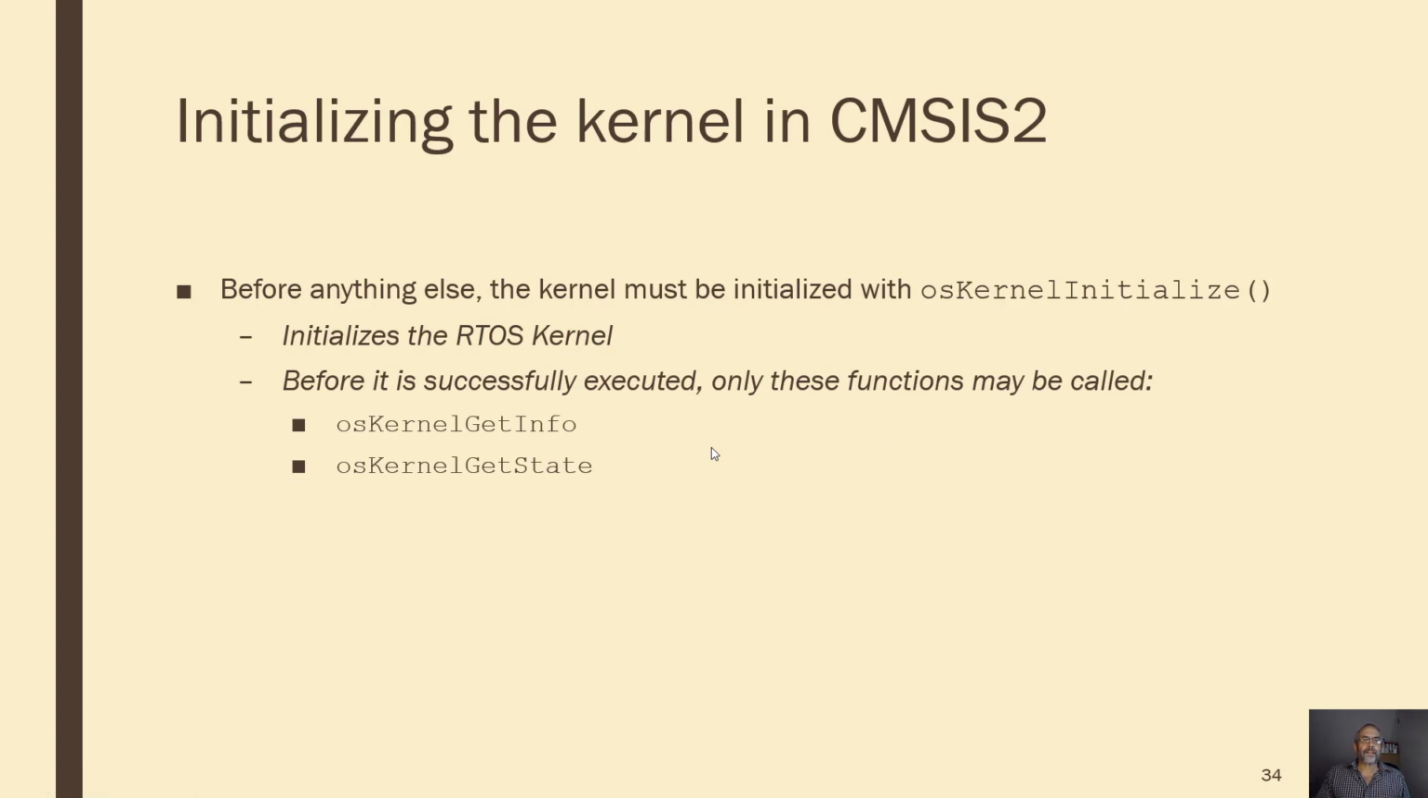How to implement all this? First of all, before you can do anything else, you must initialize the kernel, calling the function osKernelInitialize. Before you do that, you can hardly do anything. There are only two functions available before you initialize the kernel, and that's osKernelGetInfo and osKernelGetState. But only a few get functions, as you can see, but nothing really useful. So osKernelInitialize, if you want to start using the FreeRTOS kernel, is one of the first things you will have to do.